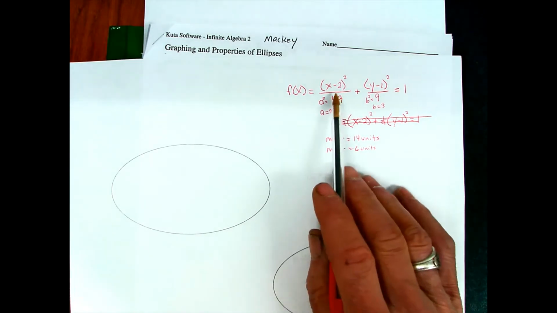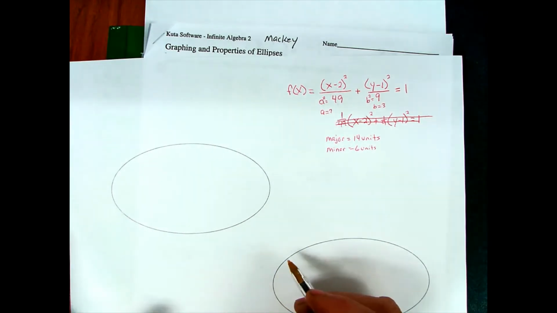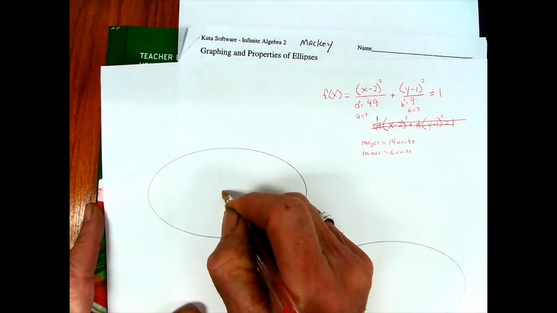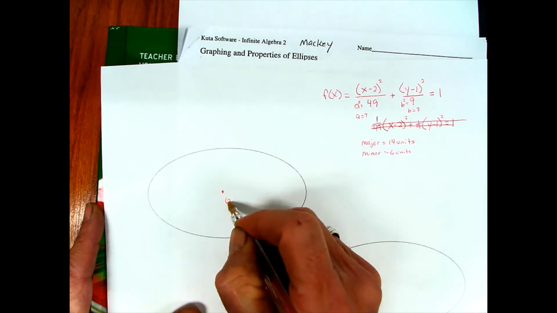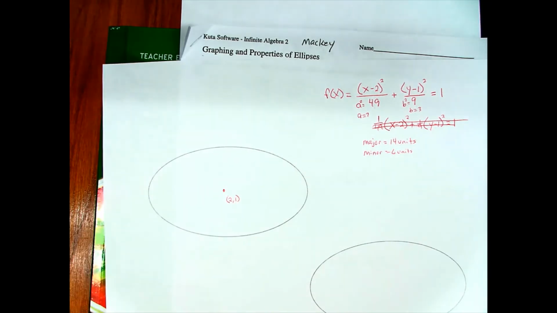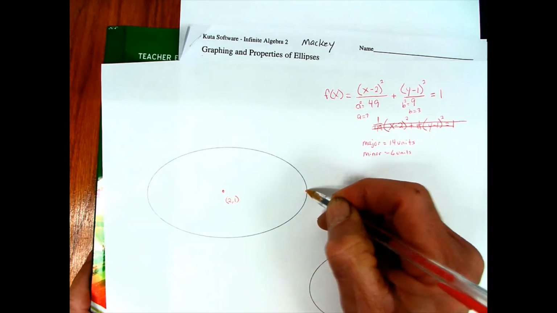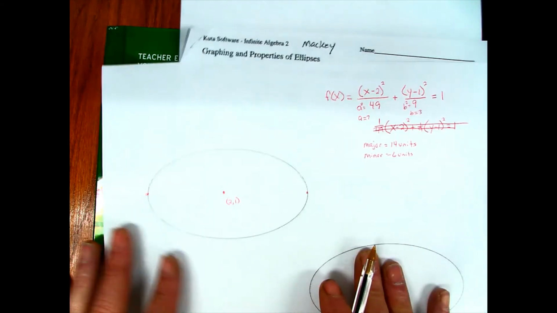Alright, so right from the start, here's what we can do. We can plot the center point. It's going to be the point (2, 1). Now I don't have this on a coordinate system. I'm just going to mark this point, and I'm going to call it the point (2, 1). Now this is what I would be doing if I had to graph an ellipse. Go plot the center point.